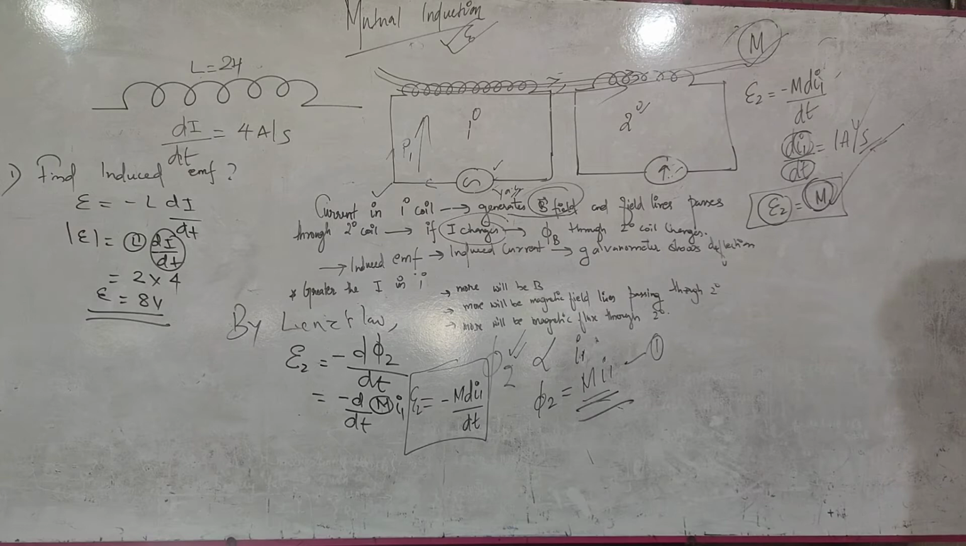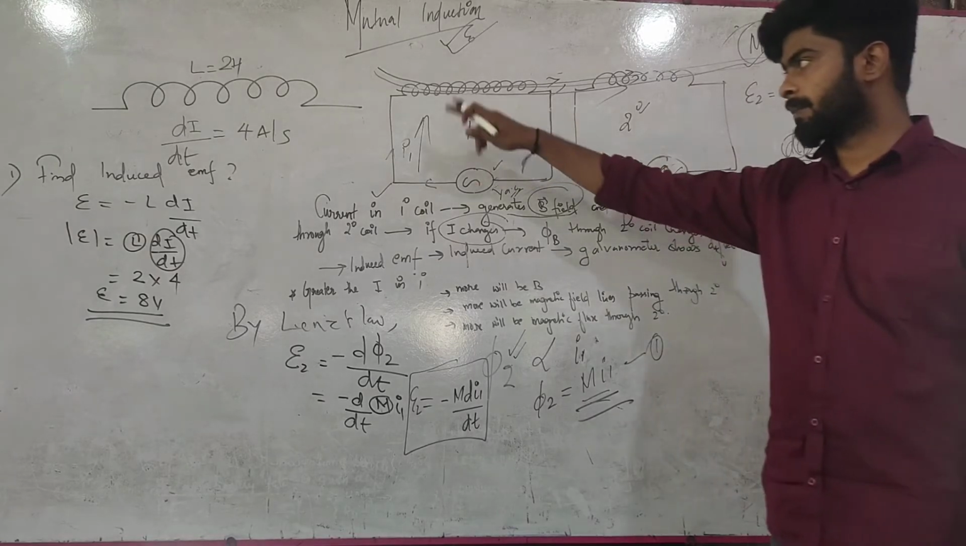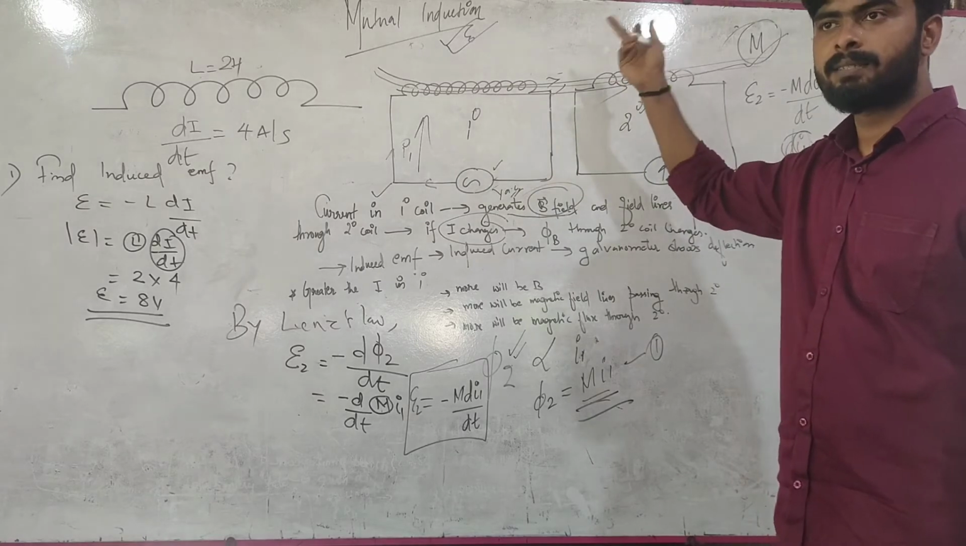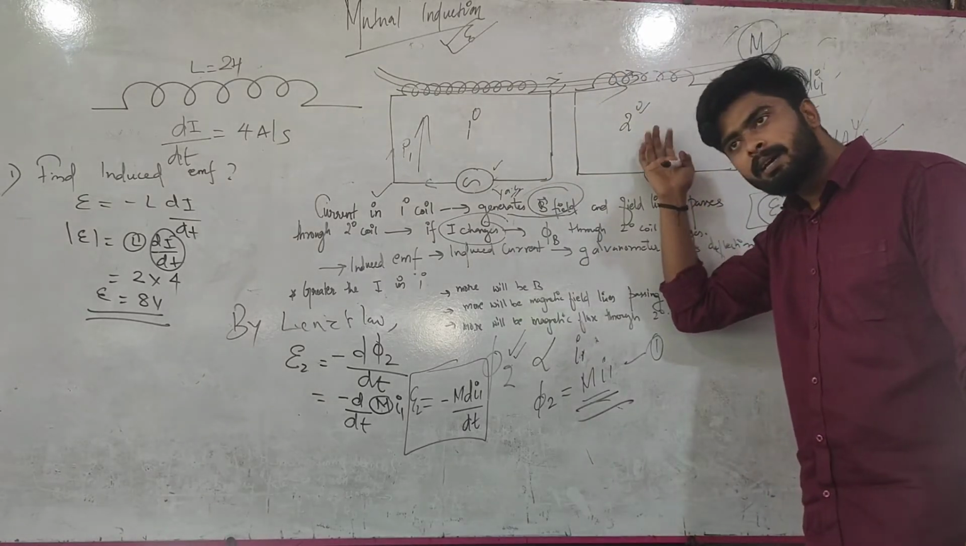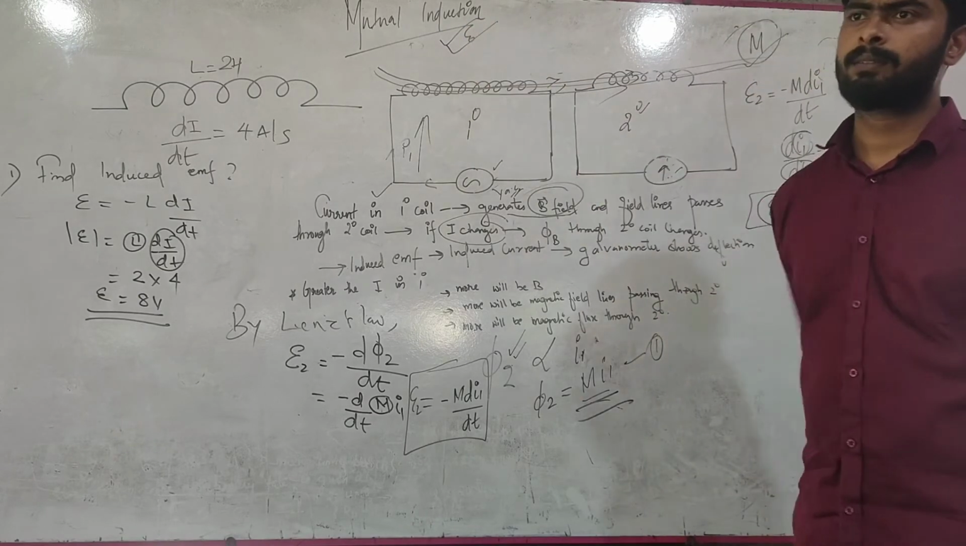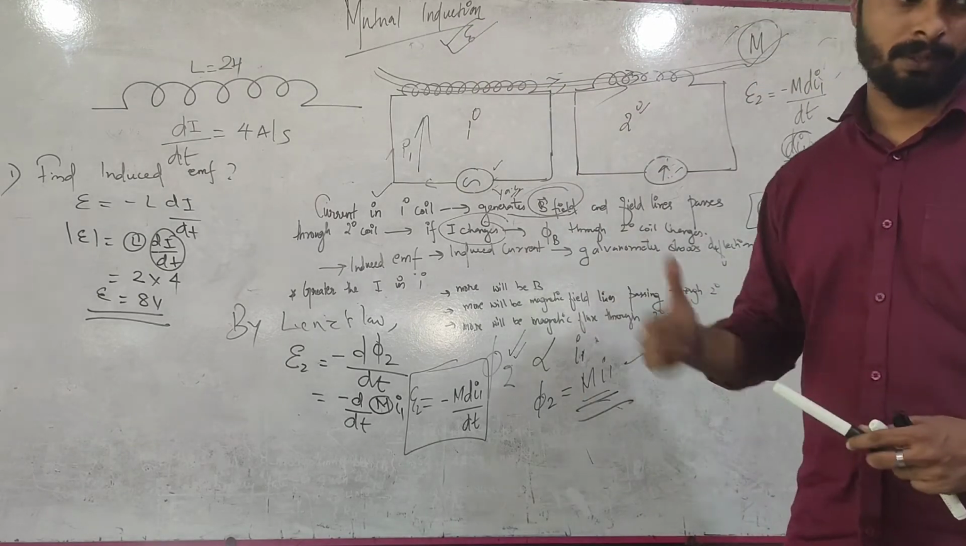Is it clear? So whenever the current in the primary coil changes, the magnetic flux linked with the secondary coil changes, and an EMF is induced, an induced current is produced in the secondary coil. Clear? Okay, note it down.